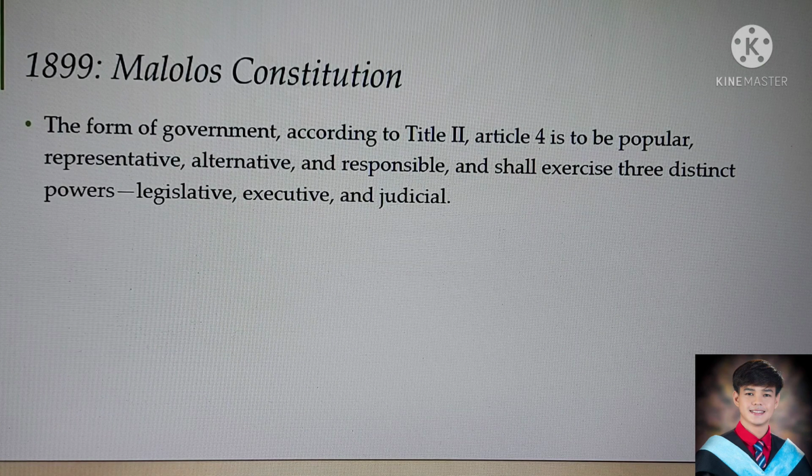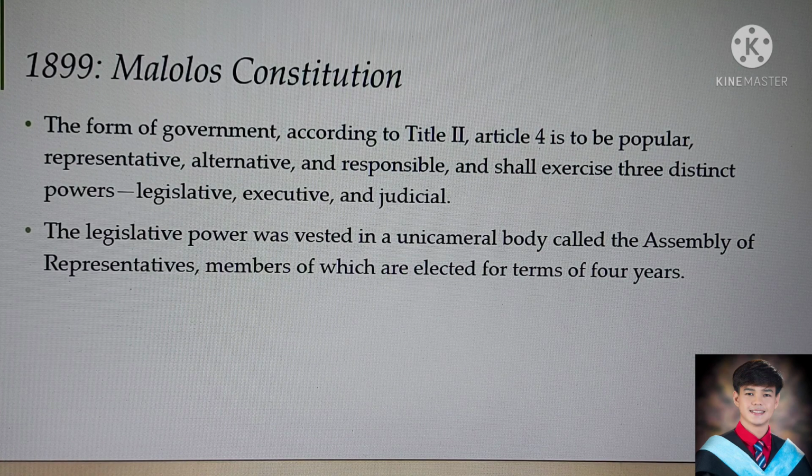Popular, ibig sabihin makatao. Representative, ibig sabihin sa bawat sektor ng mga mamamayan meron siyang pinaglalaanan. Alternative, ibig sabihin hindi para sa isang sektor lang, kundi para sa lahat ng sektor. And also we have responsible, ibig sabihin siya yung may gabay, may tangan sa mga tao, and shall exercise 3 distinct powers. Okay. Legislative, executive, and judicial. At yan na rin ang meron tayo ngayon sa ating kasalukuyang saligang batas.